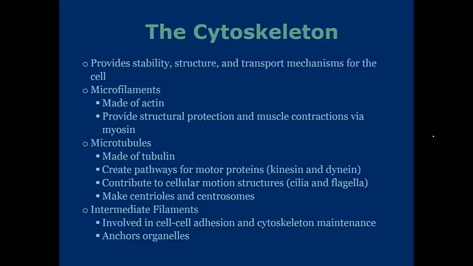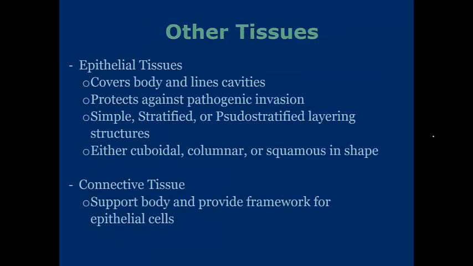Intermediate filaments are what connects cells together in an adhesive process, and they maintain the cytoskeleton as well. Also, they keep organelles in place when they're supposed to. A couple other tissues we'll go into are epithelial and connective.